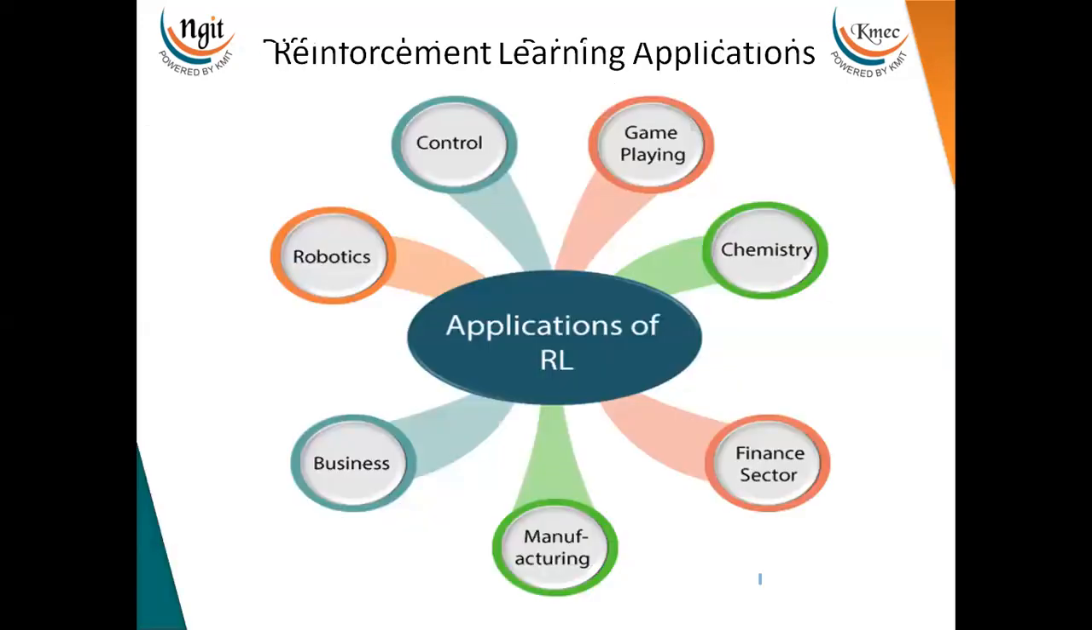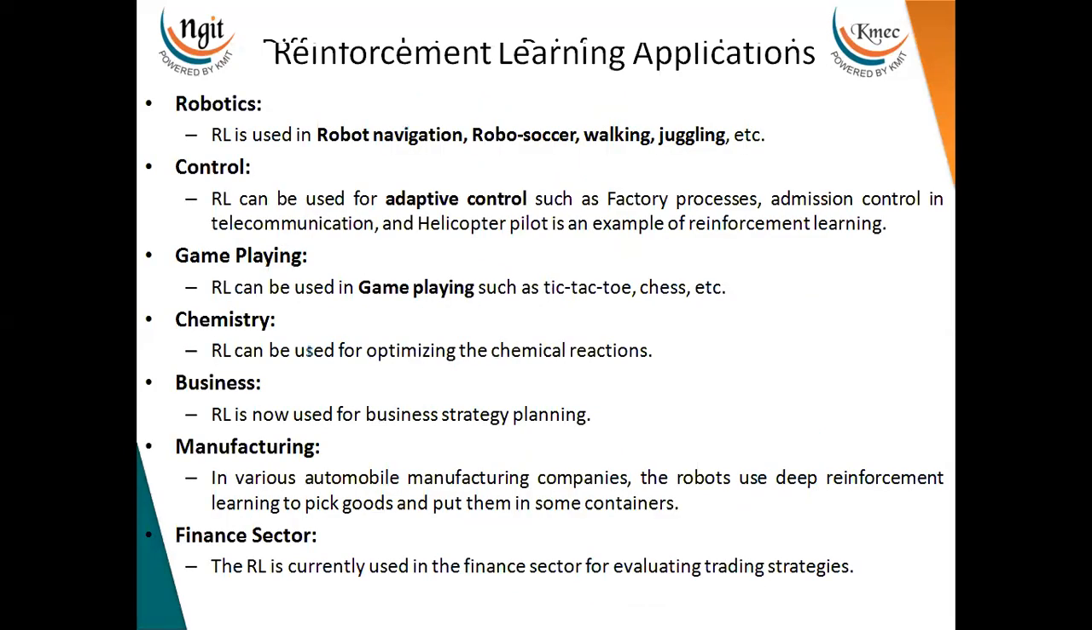Now, what are the real-time applications of reinforcement learning? So these are all areas where reinforcement learning will be used. The first one, robotics. You know, the robot navigation, the walking, everything, you need reinforcement learning. Now, control. Where do you need the control? During telecommunication, drones, helicopter pilot, admission control, etc. Then in game playing, the best examples are tic-tac-toe and chess. Means whether you will win or lose the game based on your current action, that is decided by the agent.